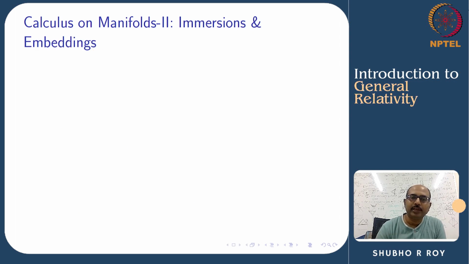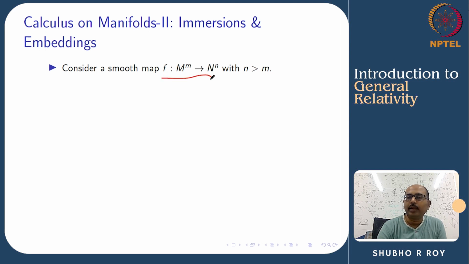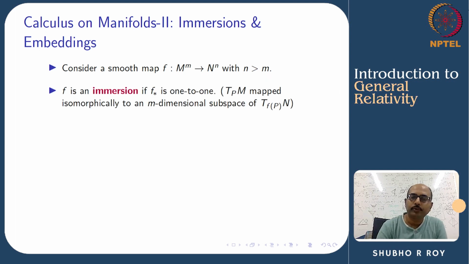Let me illustrate this idea of pullback and push forward with the immersion and embedding map. We got a little bit familiar with this in the last lecture, so let me just define it. Consider a smooth map F from M to N, again with the same setup, but now with the restriction that n is greater than m. So N is a higher dimensional manifold compared to M, which is a lower dimensional manifold. Okay, this is the setting. You have a smooth map from a lower dimensional manifold to a higher dimensional manifold.